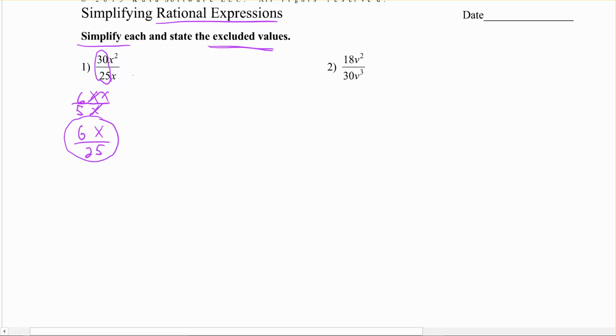Some of them are going to be more difficult than that, but that's really the basic idea. We want to find common things in the top with common things in the bottom, and then cancel them. That's going to be the trend through this whole unit. So that's what I mean by simplifying.